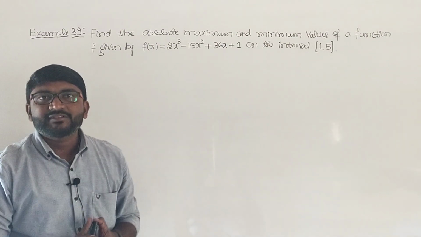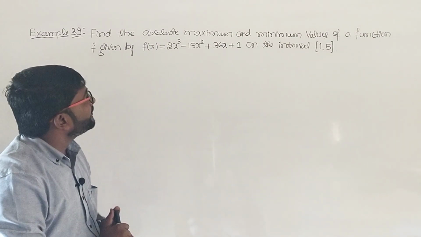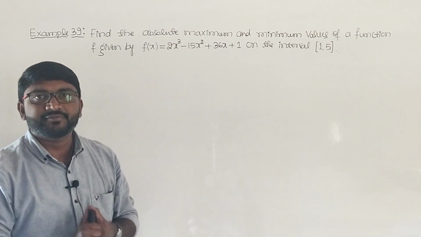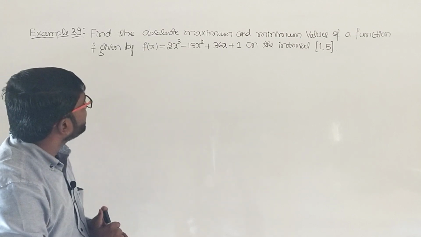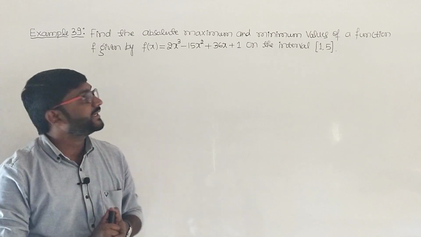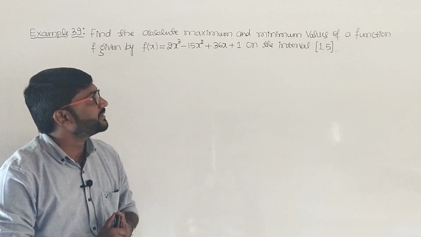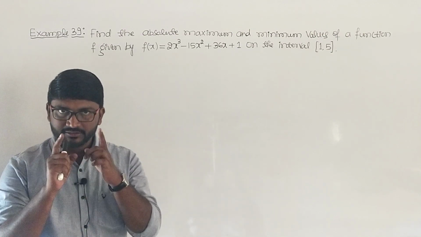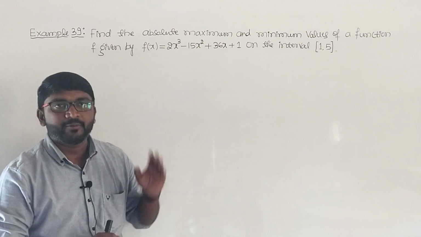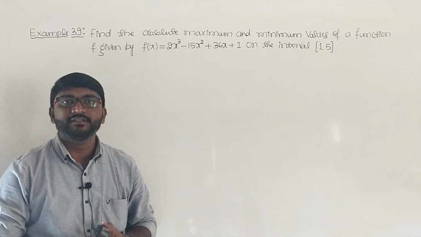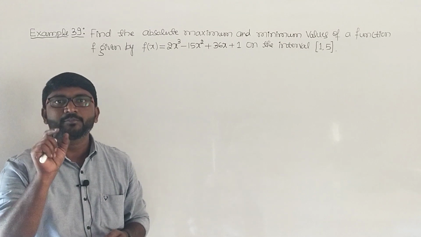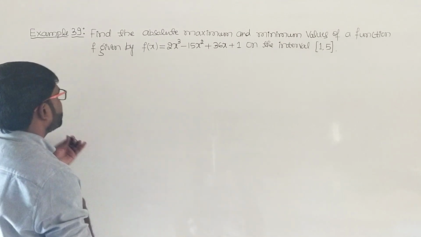Well, example 39: find the absolute maximum and minimum values of a function f of x equal to 2x cube minus 15x square plus 36x plus 1 on the closed interval 1 comma 5. So what does our working rule say? First we will have to find the critical points.